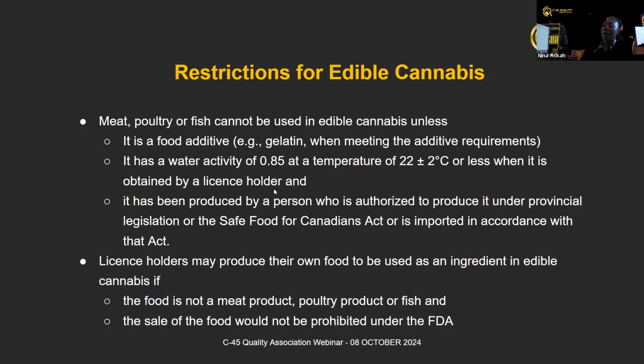License holders are allowed to produce their own food. So anything that is not a meat product, poultry, fish, etc., can be produced by the license holder. But when it comes to meat, fish, poultry, beef, etc., they have to be received from another producer who is licensed under the Safe Food for Canadians Act. And once the license holder decides to make their own food, which is not meat products, poultry, fish, etc., they should ensure that the sale of the food would not be prohibited under the FDA.